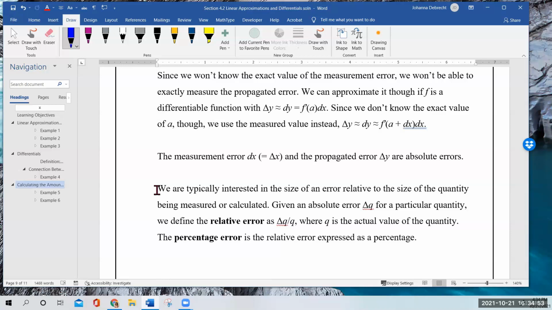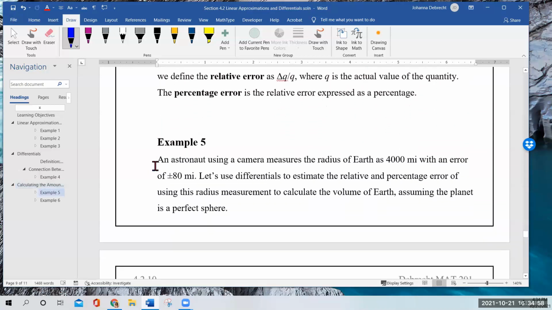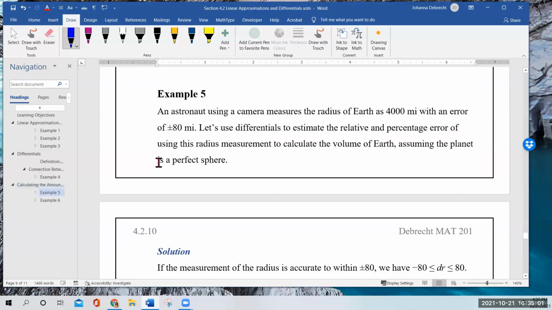Then turning that number into a percentage becomes the percentage error. Let's take a look at how we can apply this to example 5 of an astronaut using a camera to measure the radius of Earth as 4,000 miles with an error of plus or minus 80 miles. In other words, from using the camera, they know that the Earth is within 80 miles of 4,000 miles, meaning it could be 3,920 miles, or it could be 4,080 miles, or anywhere in between.